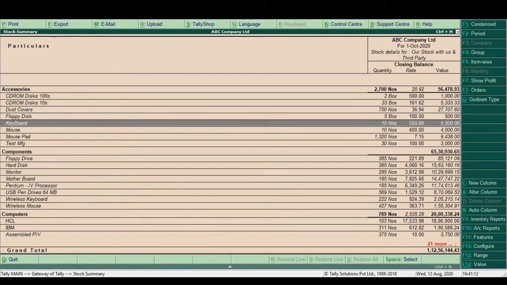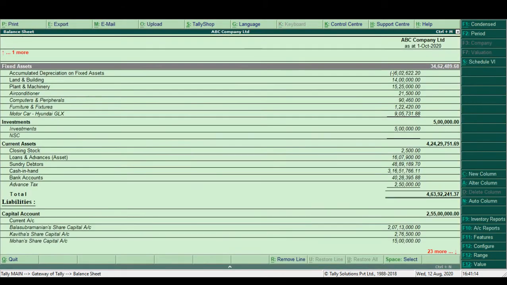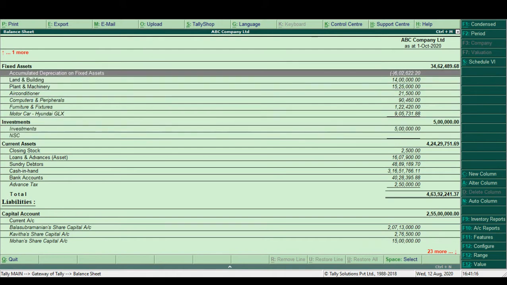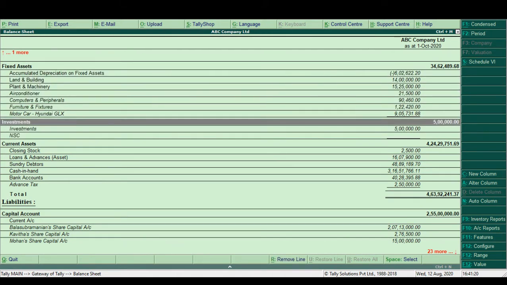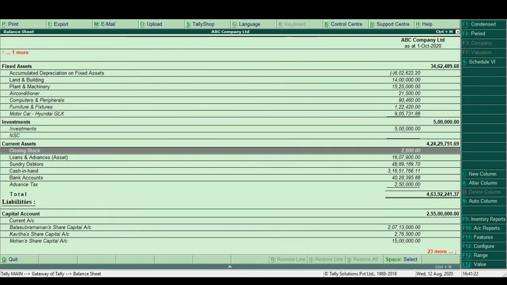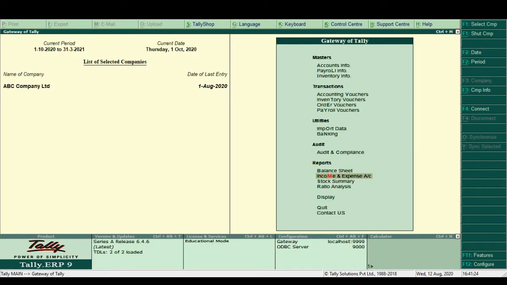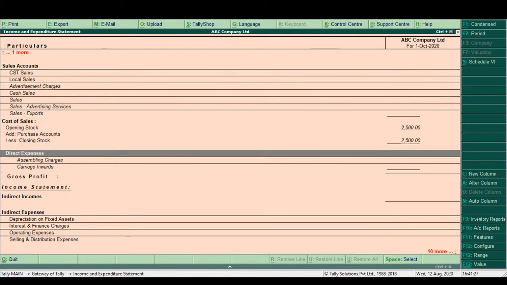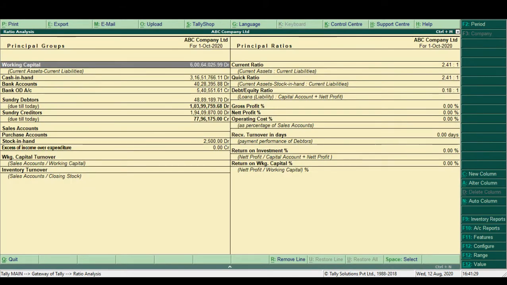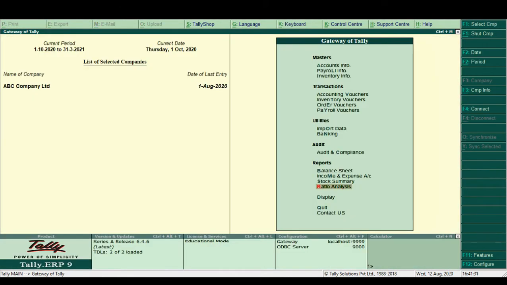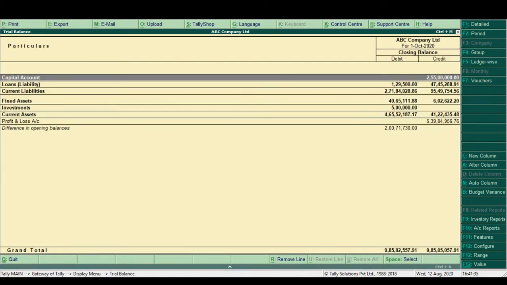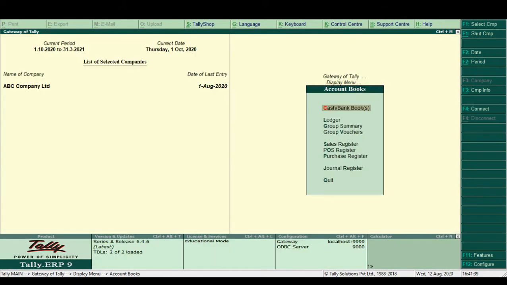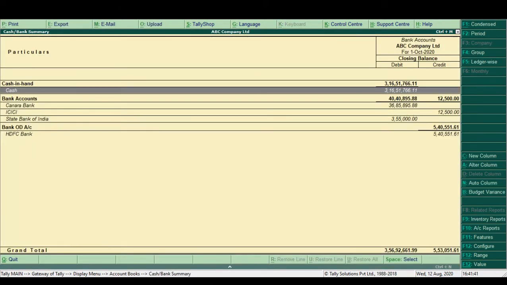rate. Same as the balance sheet, each particular ledger shows how much amount, and the group also. Income and expense statement, ratio analysis, day book, trial balance, account books, cash and ledger balance.